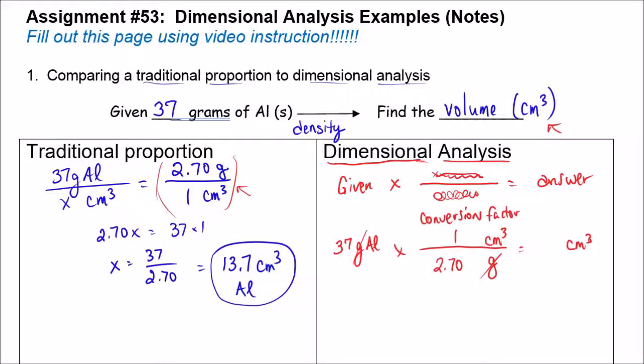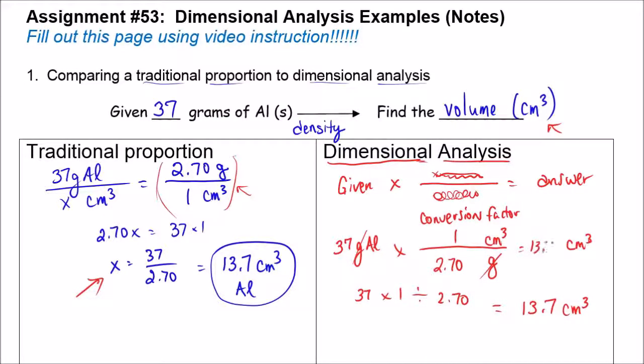To do the actual calculation, whenever you have a fraction, you multiply by what's on the top, divide by what's on the bottom. Multiply by what's on the top: 37 times 1. Divide by what's on the bottom: 2.70. What you should see here is that I'm doing the same kind of math that I had in my proportion. It's going to be 37 divided by 2.70, which is going to get me the same answer. It has to get the same answer. There's only one right answer to the question. But it does so in a way that looks significantly different.